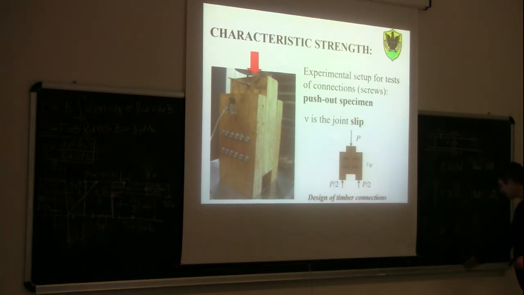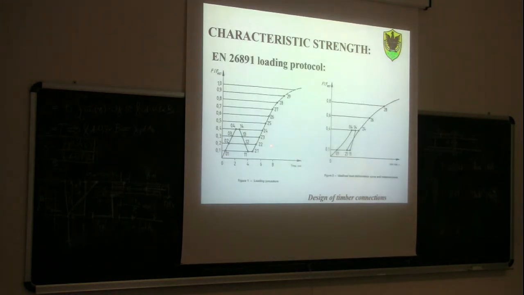So the characteristic strength of one connection can be determined by performing this kind of test in the laboratory. Here we have one inner central member and two lateral members, with a number of nails, as you can see here. We apply a load on the top and we measure, with this potentiometer, the displacement, what we call joint slip. The tests usually are done in this way: we load up to 40% of the failure load, then we unload to 10%, and then we load again to failure.